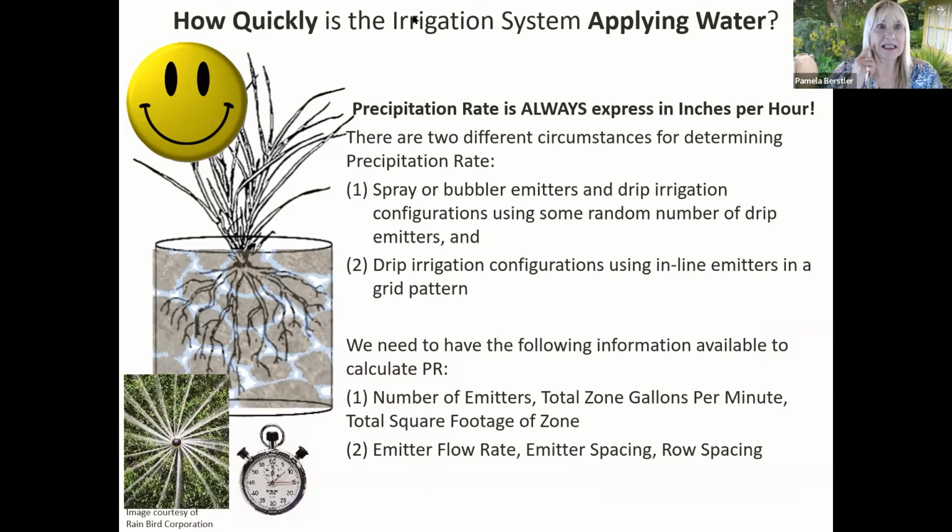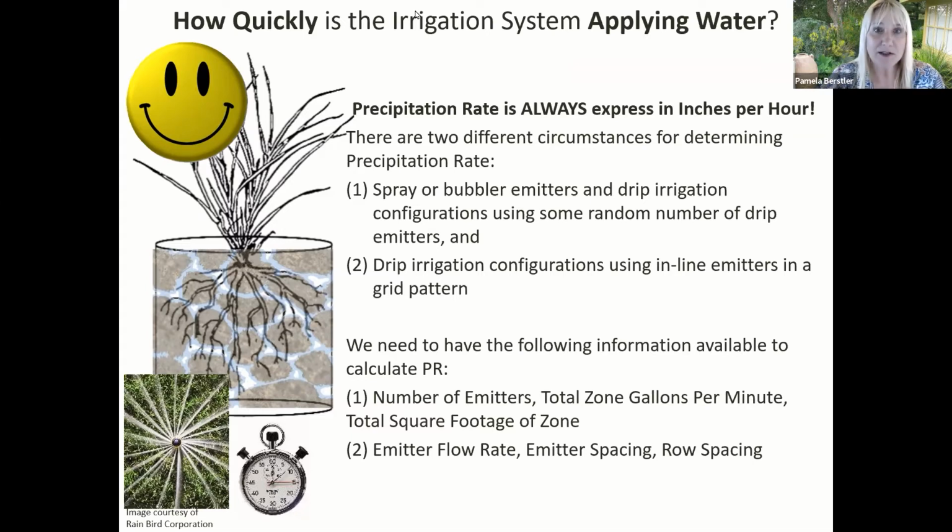And it looks really hard because the formulas are these gnarly little formulas, but it's not that difficult. So bear with me, and I'm going to help you break it down. Precipitation rate is basically going to help us determine how quickly water is being applied to the soil. And sometimes it's called application rate when you talk about irrigation, to distinguish it from rainwater. But the application or precipitation rate is always, always, always expressed in inches of water per hour, inches per hour.